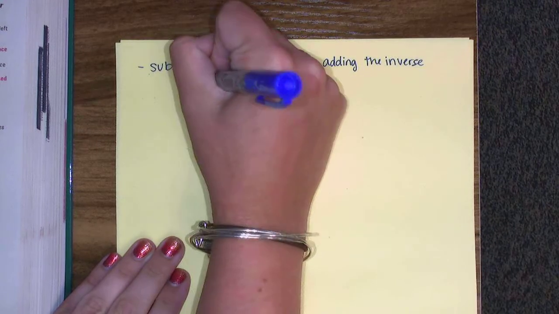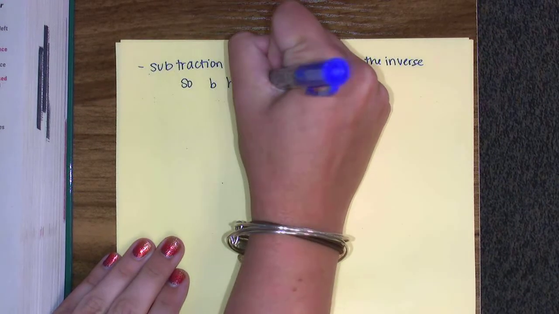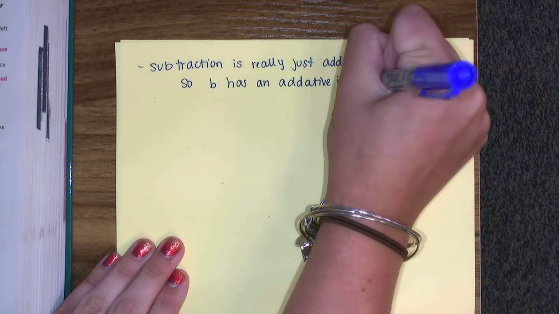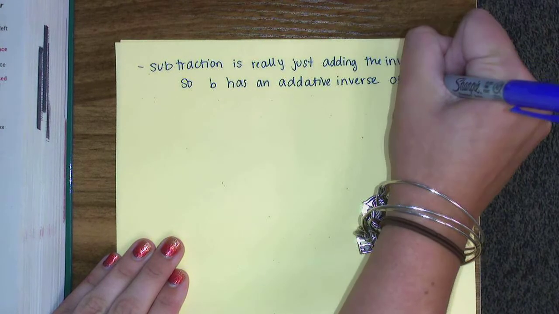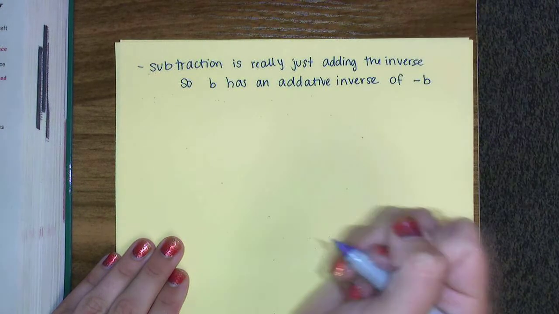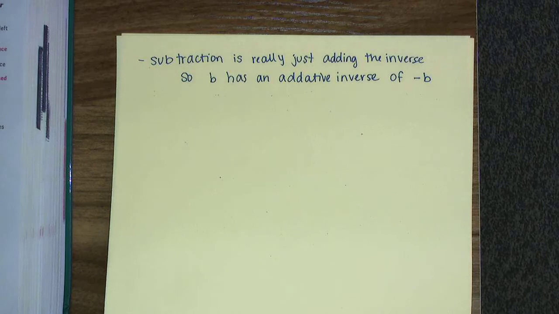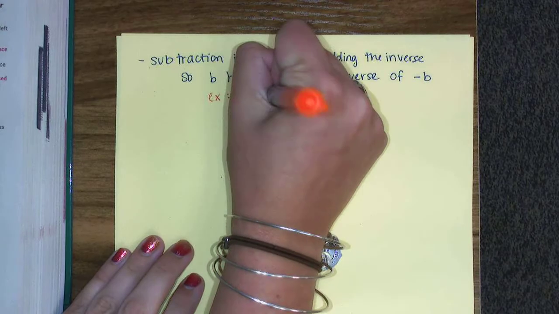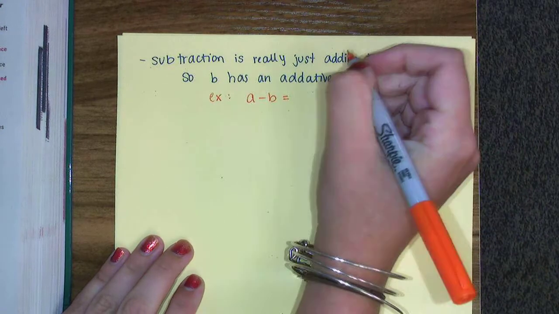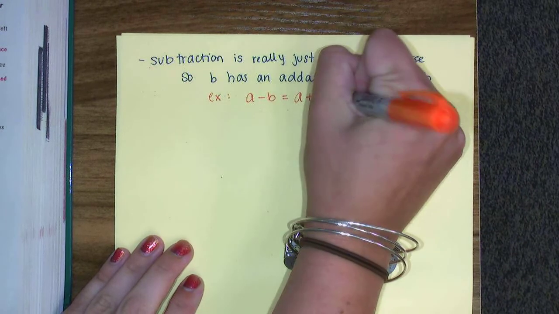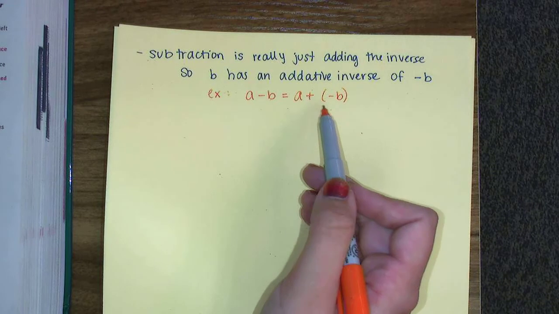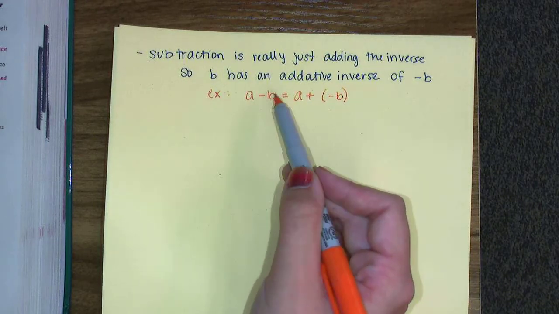So we say that B has an additive inverse of negative B. So then, for example, so that you can see how that works, A minus B is equal to A plus negative B. So this is really what's happening. We're adding the inverse, but we just say we're subtracting.